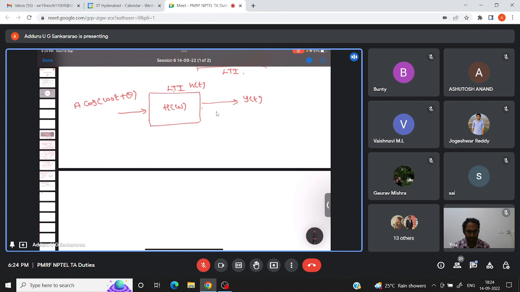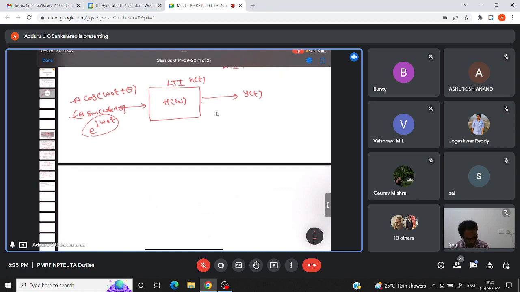Okay, so we have an LTI system with H of omega as the Fourier transform of its impulse response, the frequency response. We are giving some sinusoidal signal, or e power j omega naught t, like this: a cosine signal, sine signal, or complex sinusoid. The property of an LTI system is that if we give a sinusoid as input, the output will also be a sinusoid, but there is some amplification in its amplitude and a change in its phase.